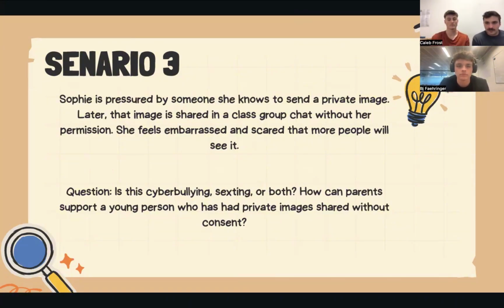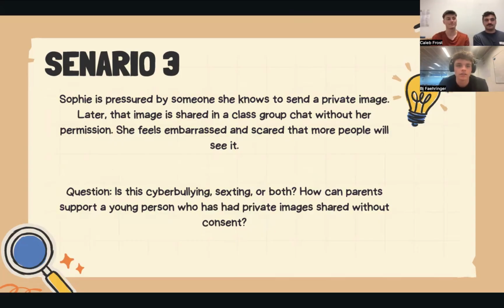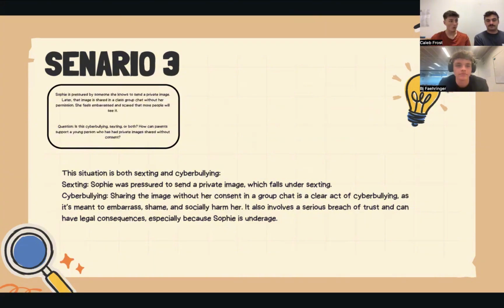All right, let's see. We'll go with Benjamin here. Could you please answer this question for us? I think it's both cyberbullying and sexting because they've used a private image of Sophie without her consent, and it's over an online platform. It is both, as you said.